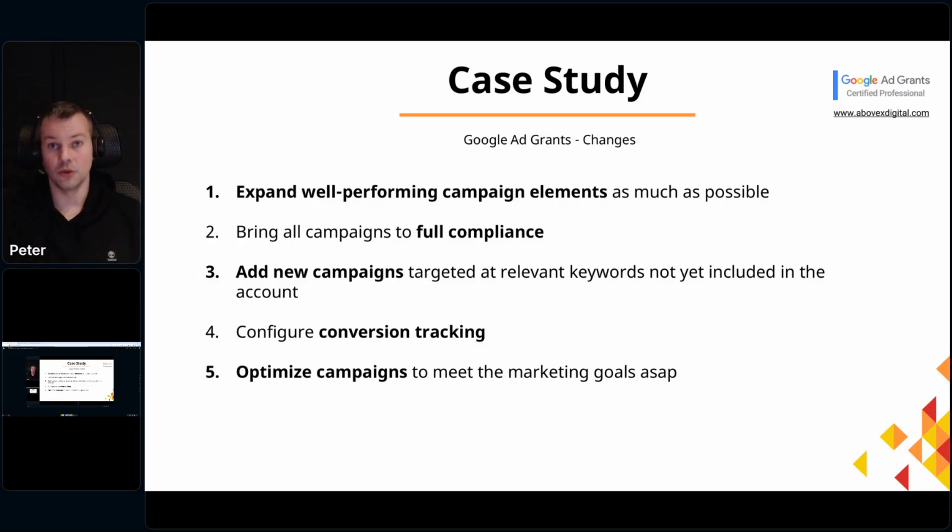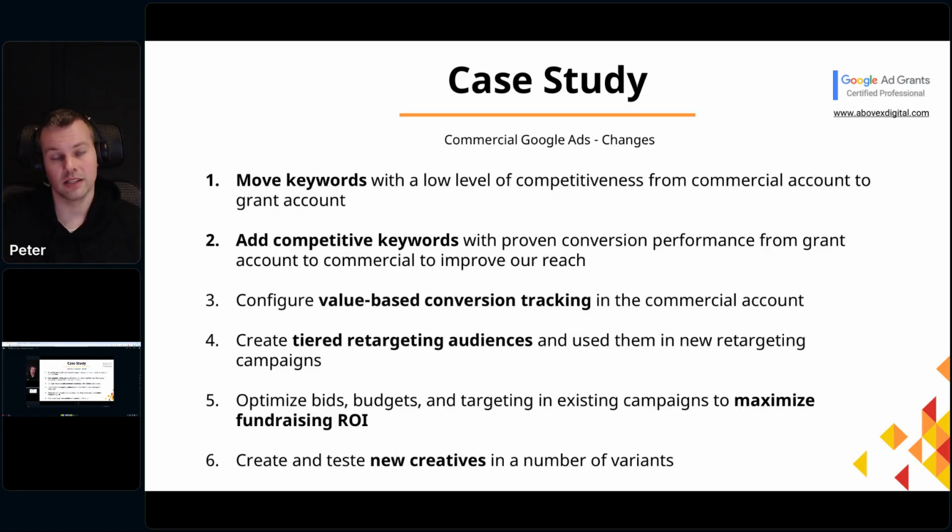And the next step was to build new campaigns. So we talked about their priorities. We did the keyword research, and then created a set of new campaigns next to updated existing campaigns. Then conversion tracking, that's something that we focused on as well. They're a big organization. They have their own analytics team. We worked with them on defining conversions, setting them up in a compliant way, and then optimizing campaigns. So trying to expand it, increasing the grant utilization, increasing the traffic and conversion volume. That's what we did in the grant account.